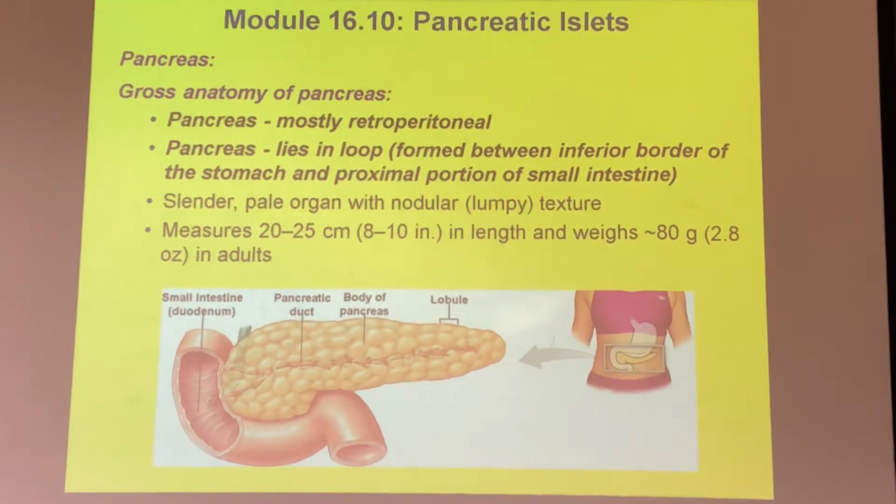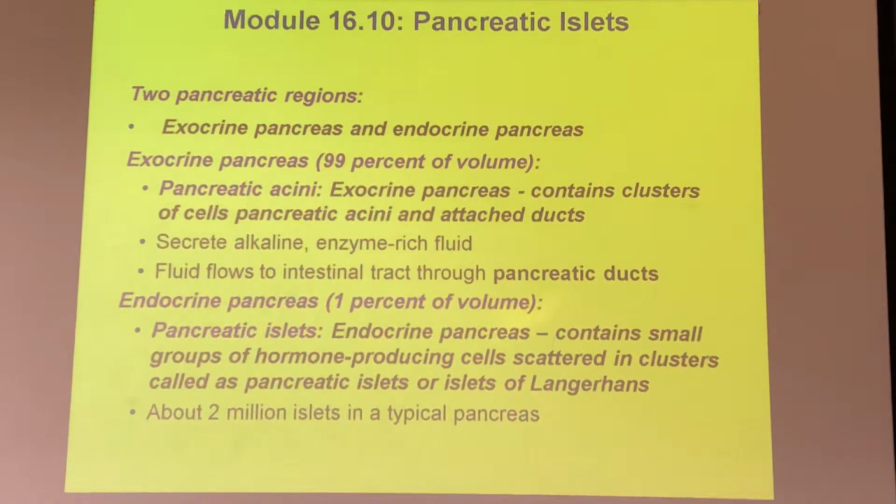Because it's behind the peritoneal cavity, it is basically this, in the form of a loop. There are two parts of the pancreas, exocrine and endocrine. 99% of the pancreas is exocrine, which does not produce hormones. Only 1% of the whole pancreas produces hormones. The exocrine part is called acini, and the endocrine part is called islets.